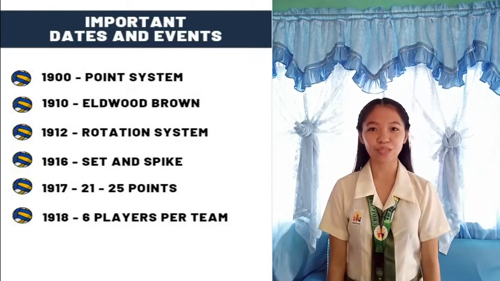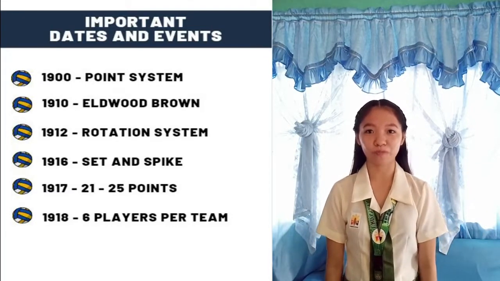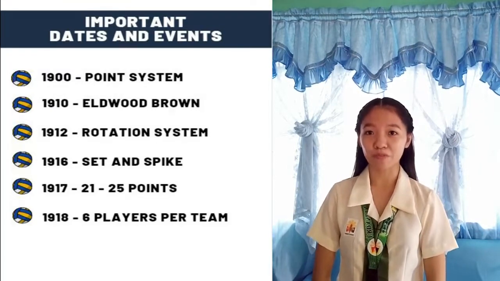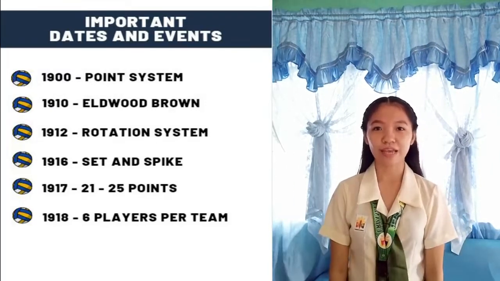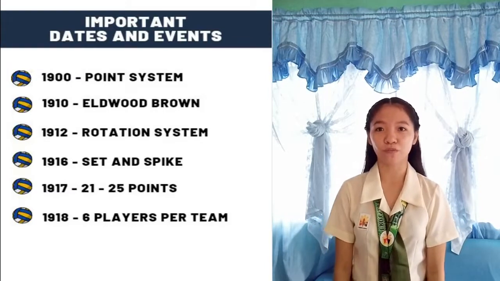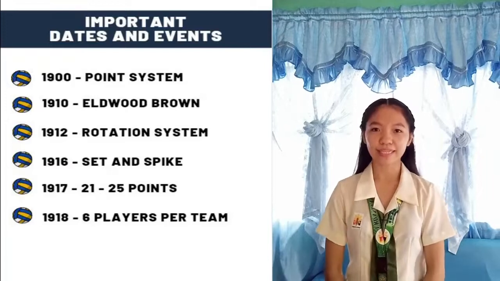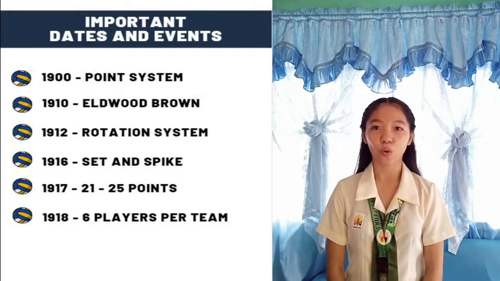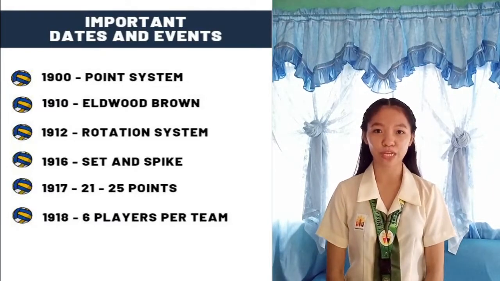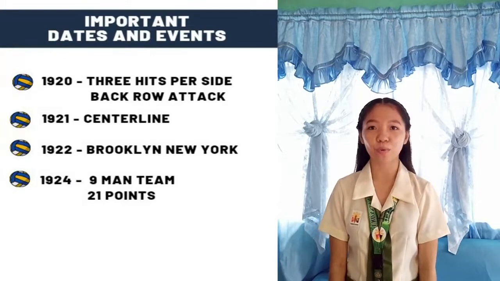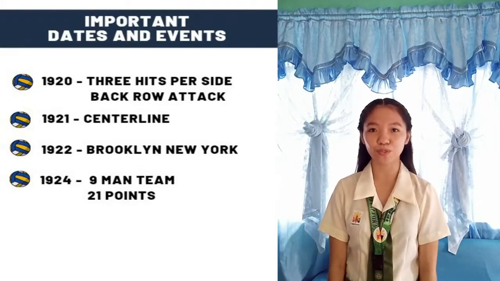In the year 1912, the rotation system was being adopted. In 1916, set and spike was being introduced. In 1917, the game was changed from 21 to 25 points. In 1918, it is the year when the players in the court were fixed into 6 players per team. In 1920, 3 hits per side and back row attack rules were being introduced.